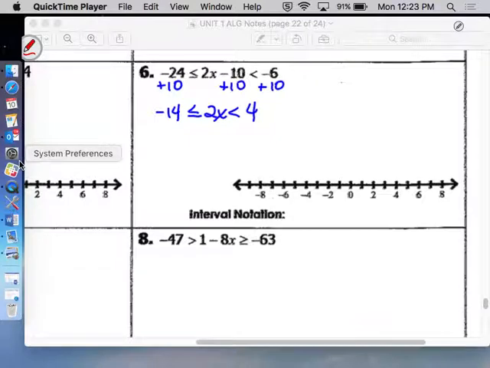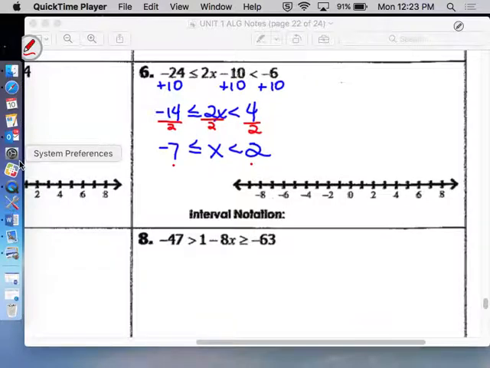The next thing I need to do is multiply by 1/2 or divide by 2 across the board. And when I do that, I end up with negative 7 is less than or equal to x, which is less than 2. Always compare the two tails. Make sure that the left-hand tail and the right-hand tail, the relationship is true when you look at the inequality in between. The inequality symbols must be facing in the same direction for a compound inequality. Negative 7 is less than 2, so you proceed on with your solution set.